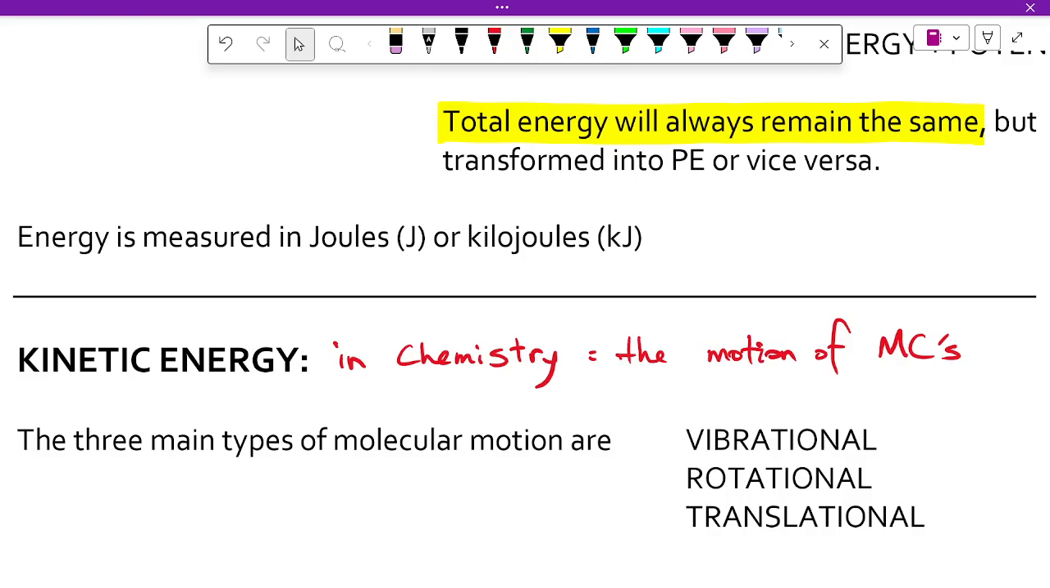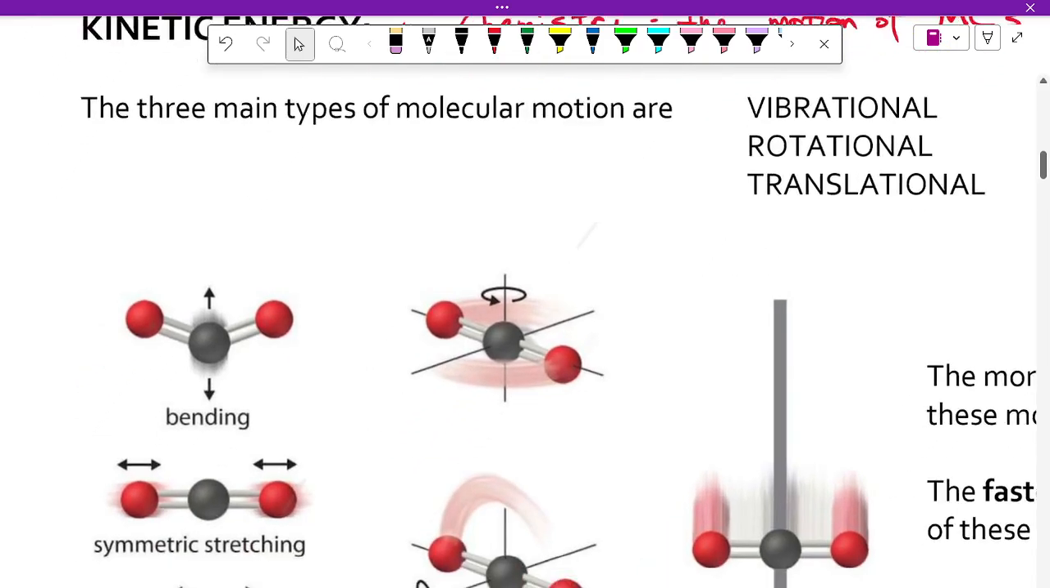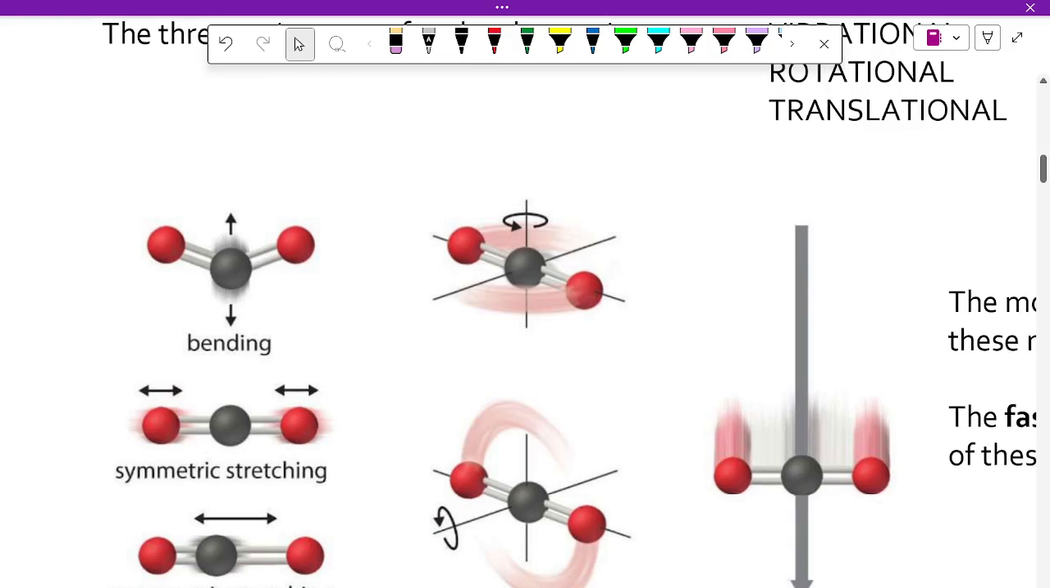Vibrational, which means if you have, say, a carbon dioxide molecule, there are several types of vibrational motion. If this is the carbon and these are the oxygens, you can have vibrational motion in terms of bending. The molecule can go like this. It can do symmetric stretching, or it can do asymmetric stretching where it goes like this. Any of those are methods of vibration of the molecule.